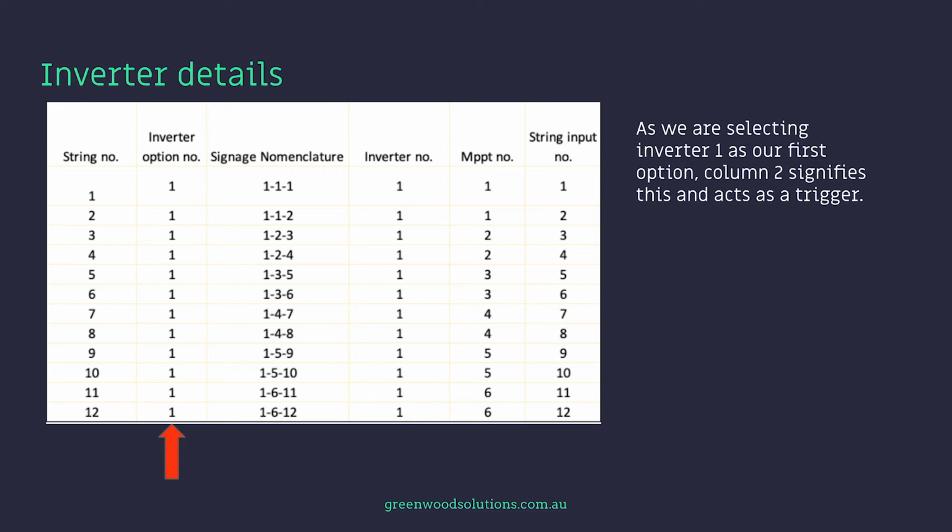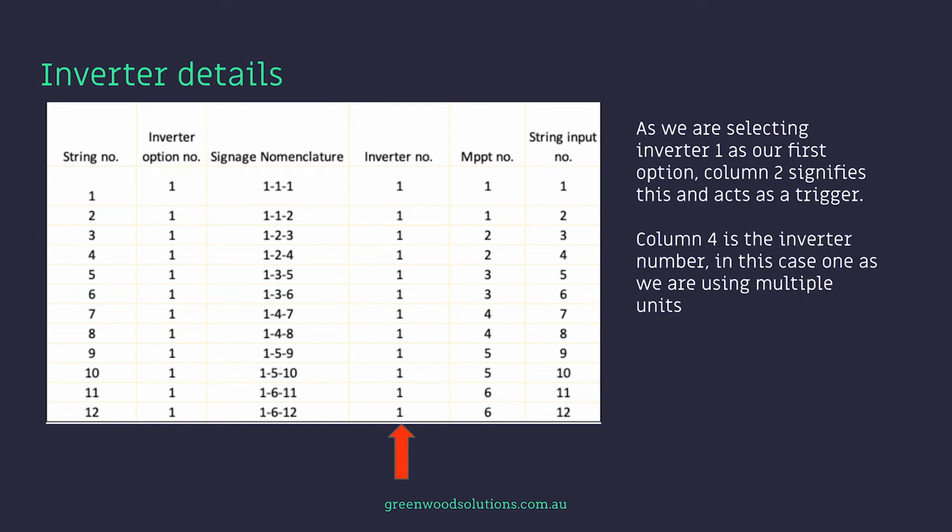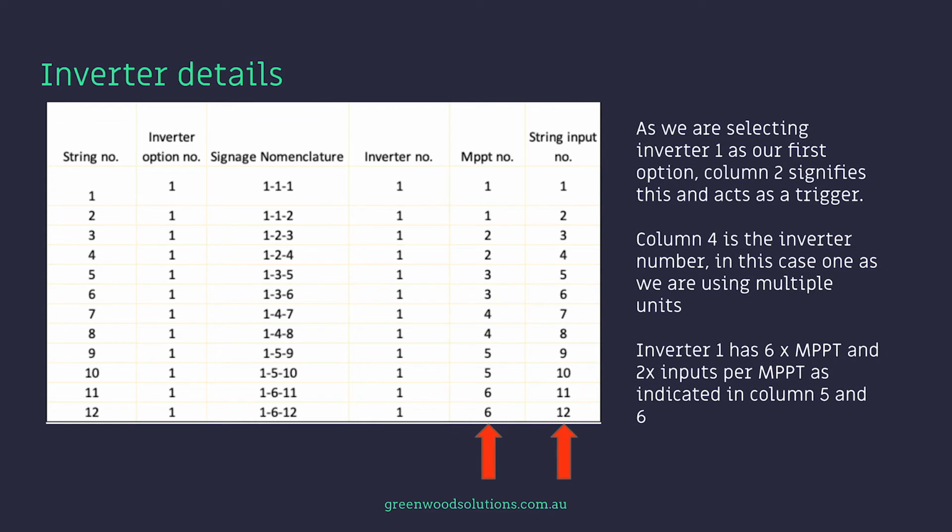Now, as we are selecting inverter 1 as our first option, column 2 signifies this and acts as a trigger. Column 4 is the inverter number, in this case 1, as we are using multiple units. In other words, inverter 1 of maybe 3 or 4. Inverter 1 has 6 maximum power point trackers and 2 inputs per maximum power point tracker, as indicated in column 5 and column 6. So this particular inverter has effectively 12 inputs, so 6 trackers, 2 per tracker.